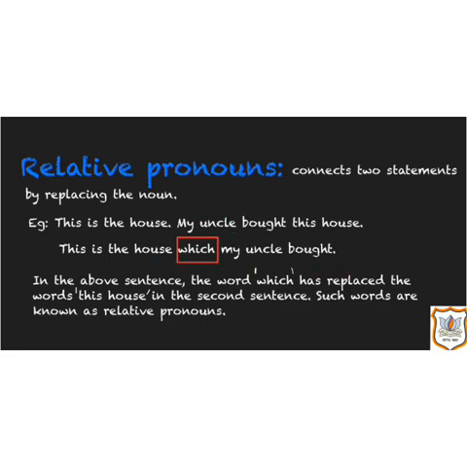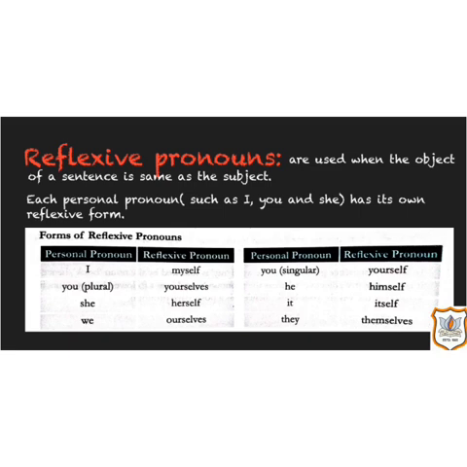In the above sentence, the word which has been used to replace the words this house in the second sentence. Such words are known as relative pronouns. When the statements are connected by a pronoun, that will be called a relative pronoun. For the same, one exercise is given to you. You need to try it once.